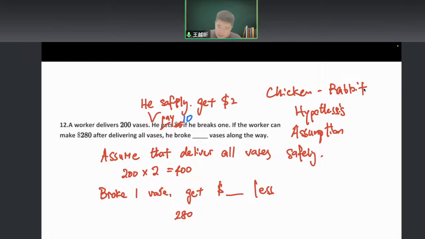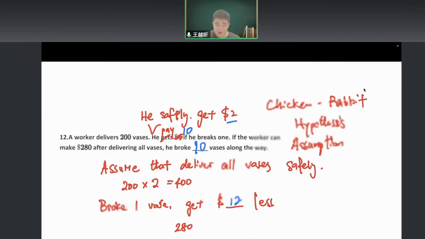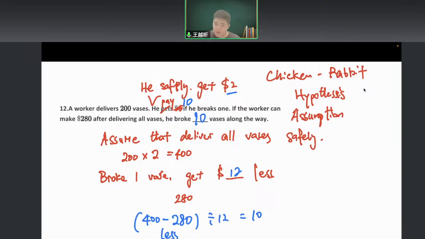He will get 12 less. Why? Because he doesn't get the $2 and he needs to pay $10. So in total he got 400 minus 280 less. We divide by 12, which gives 10. That means he broke 10 vessels along the way. Alright, we move on. That was the chicken rabbit problem, where we used the assumption method.